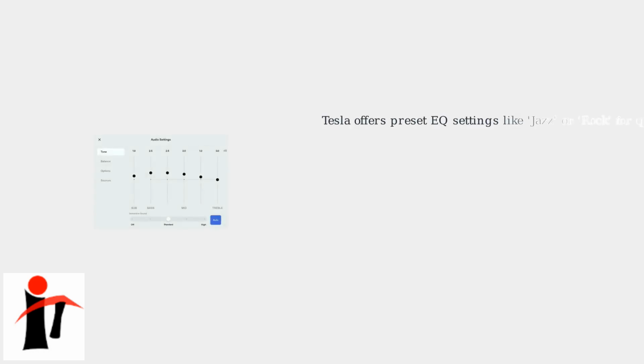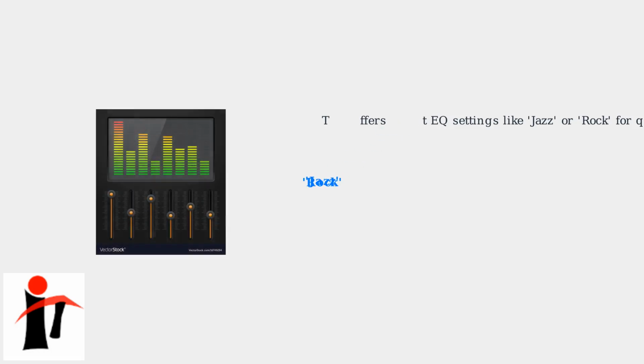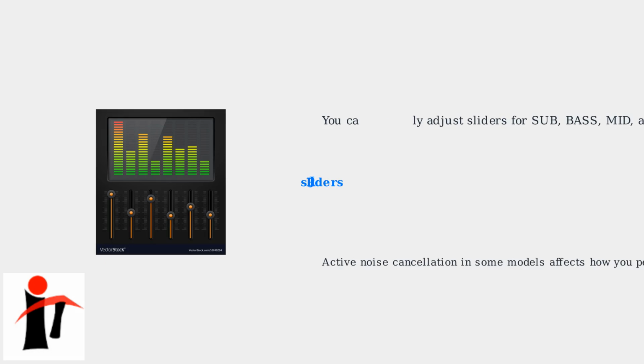Tesla offers preset EQ settings like jazz or rock for quick changes. You can also manually adjust the sliders to create your own custom settings. Experiment with different combinations to find what sounds best for your preferred music genres and listening environment. Keep in mind that active noise cancellation in some models also affects how you perceive these settings.